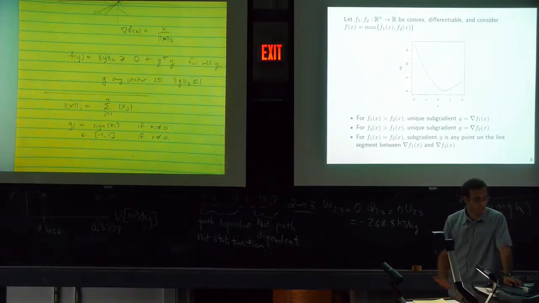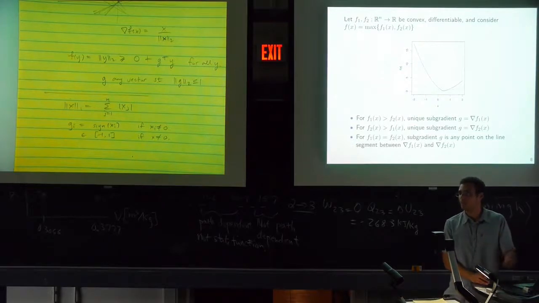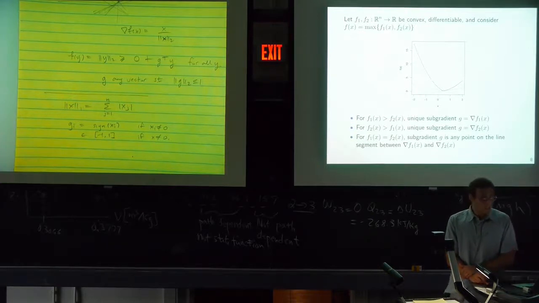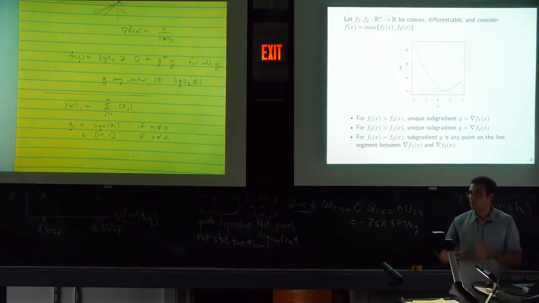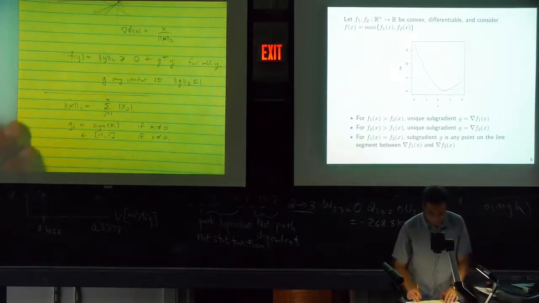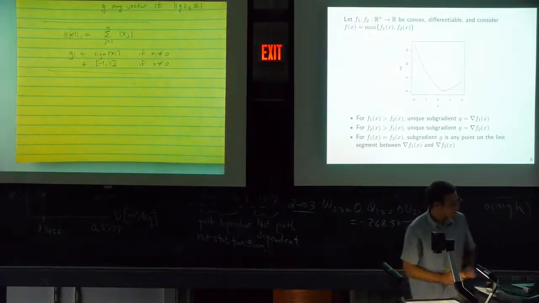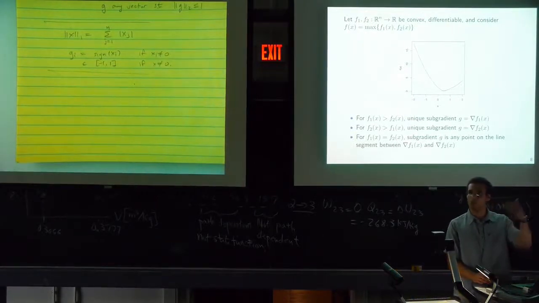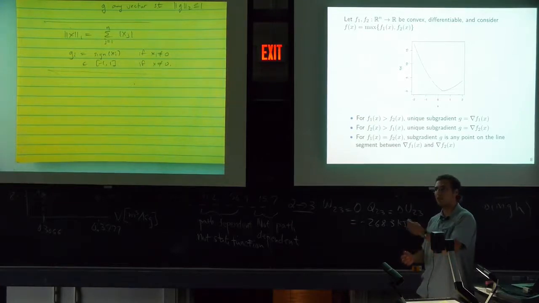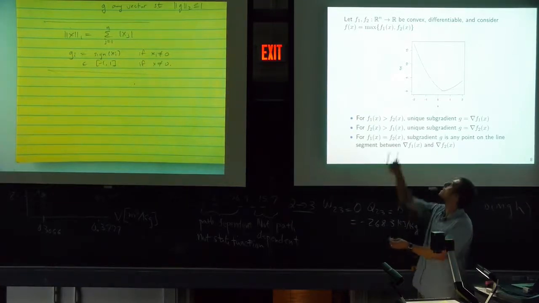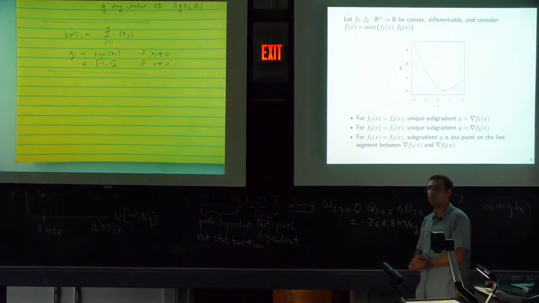Here's one more case. If we have two convex differentiable functions, f1 and f2, and I look at their maximum, that's also convex. Remember, that was one of the rules we talked about last lecture. And if I ask for their subgradients, I have to basically consider three cases. Any time one function is strictly bigger than the other, then the max is really just that one function. Like if f1 is bigger than f2 at a value of x, then the max is just f1. It's actually differentiable at that point.